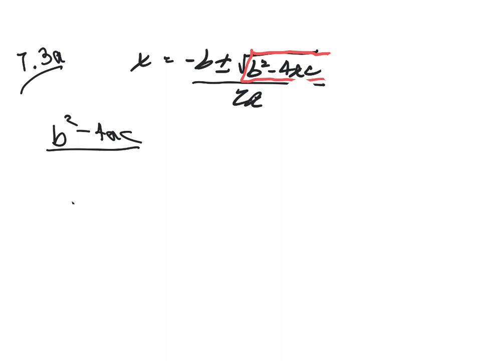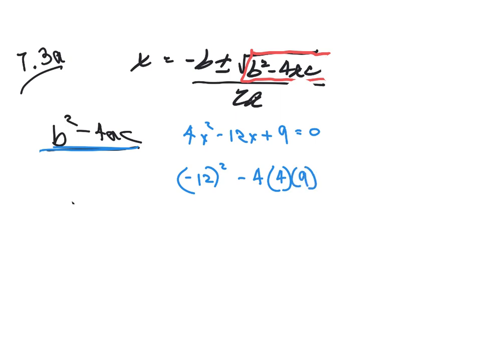Okay, if we continue on, and let's say that we use, looking at number 3 at the bottom of page 598, 4x squared minus 12x plus 9 equals 0. And if I put those numbers into just my discriminant here, I end up getting negative 12 quantity squared minus 4 times 4 times 9, and that gives me 144 minus 144, which equals 0.